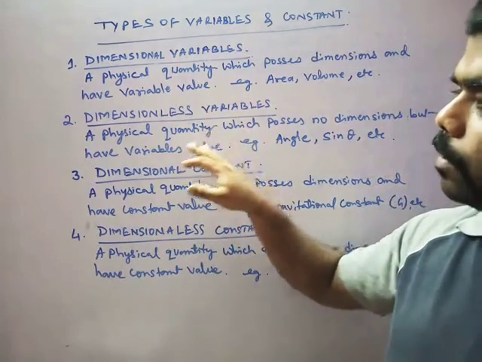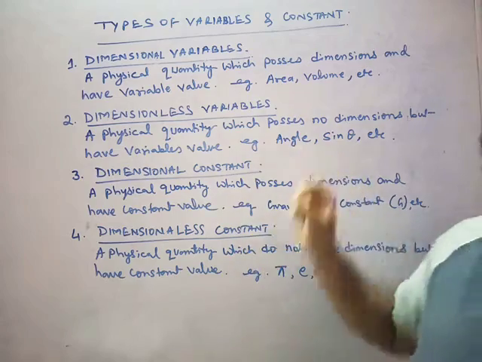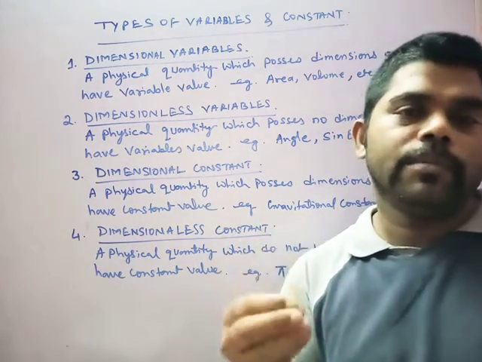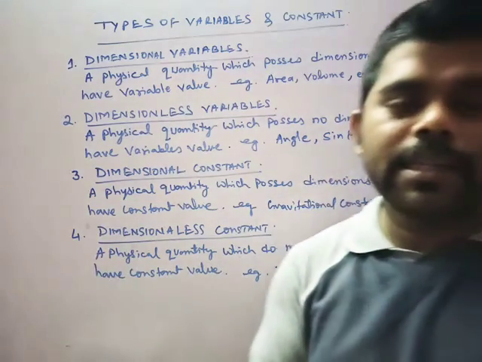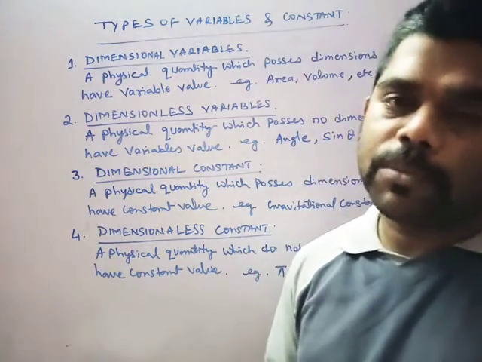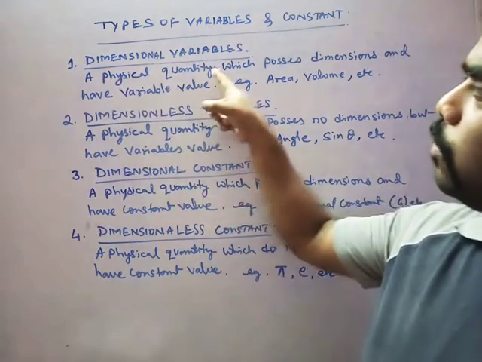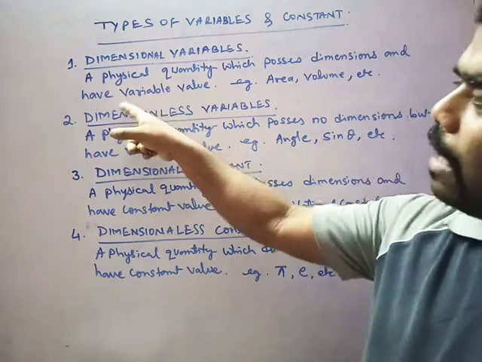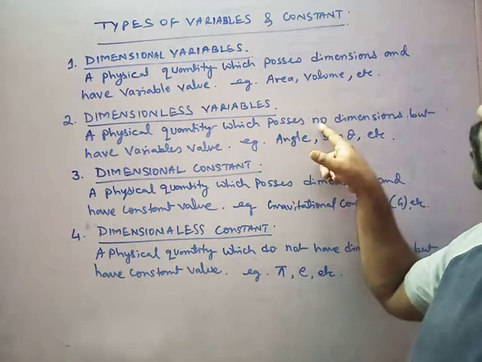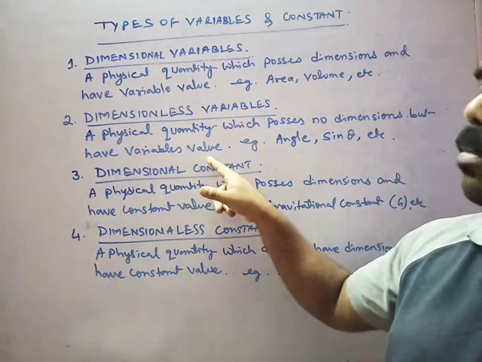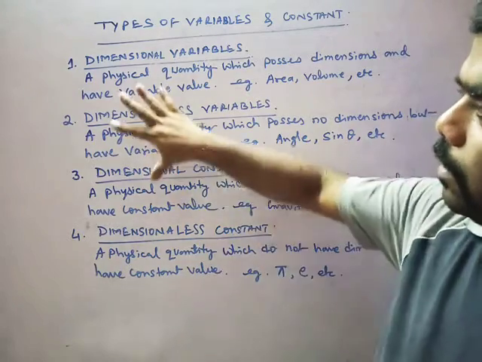डायमेंशन लेस वेरिएबल. डायमेंशन लेस मीन्स नो डायमेंशन बट हैव अ वेरिएबल, like angle 2 degree, 3 degree, 4 degree, 5 degree, but angle का कोई डायमेंशंस नहीं होता है. Sin theta, cos theta, tan theta, they don't have any dimension. Is it clear? So वही हमने definition में भी लिखा, the physical quantity which possess dimension and have variable. Here a physical quantity which does not possess dimensions but has variables, है ना. So keep it in mind, angle, sin theta, ये हो गया variable का.